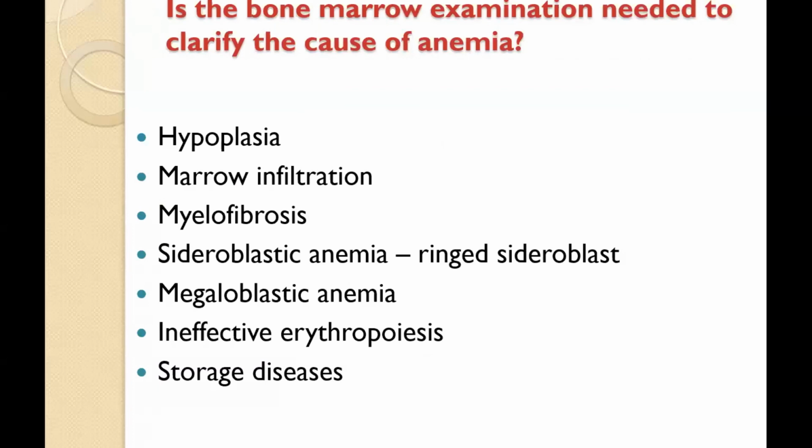These are the conditions where we need bone marrow to get the cause: if we are suspecting hypoplasia in the bone marrow, or marrow infiltration, or myelofibrosis, where we find massive splenomegaly, or sideroblastic anemia, megaloblastic anemia.